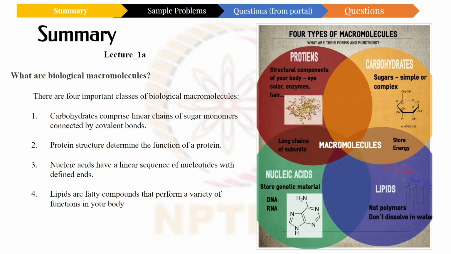Next, we have lipids, which are known for their hydrophobic nature and play essential roles in energy storage, insulation, and formation of cell membranes. We have phospholipids, which contribute to the structural integrity of cell membranes, and we have cholesterol, which plays a regulatory role in cellular processes.